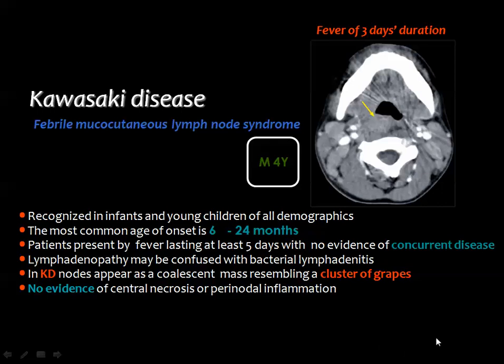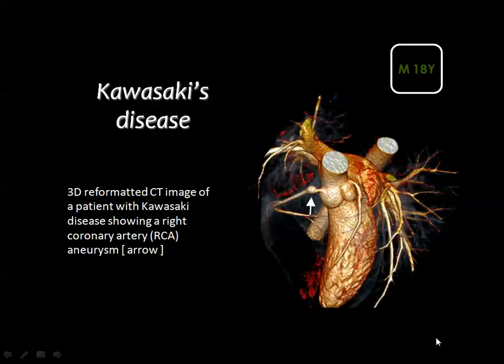One of the good manifestations of Kawasaki disease is the presence of aneurysms of the coronary arteries. And this is a patient, 18 years old, with Kawasaki disease, having an aneurysm in the coronary artery.